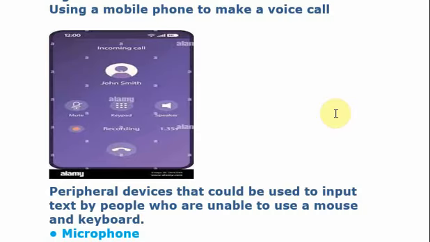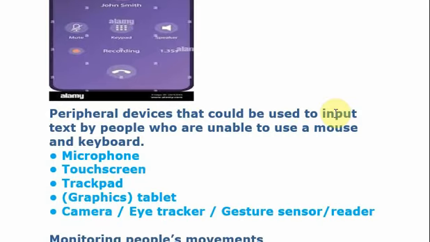Peripheral devices that could be used to input text by people who are unable to use a mouse and keyboard, right? There are people who feel difficulties in using the mouse and the keyboard. Then what are the solutions? Microphone, touch screen, trackpad, graphic tablet, and eye tracker. Camera and all we know. Eye tracker means you can move the eye to input characters. Then you can use the eye tracker. Gesture sensor means you can use gestures as input.